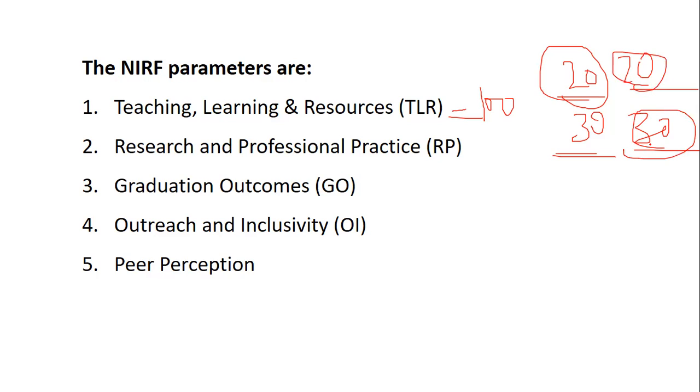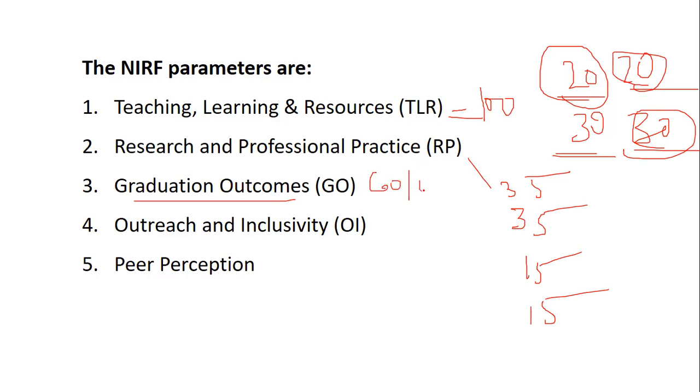The next one is research. In research, publication counts 35, quality publication counts 35, patents count 15, and projects and professional practice count 15. So this comes to 100 again. Then graduation outcomes: for examination it is 60, and for PhD graduates it is 40. So it is 60, 40.